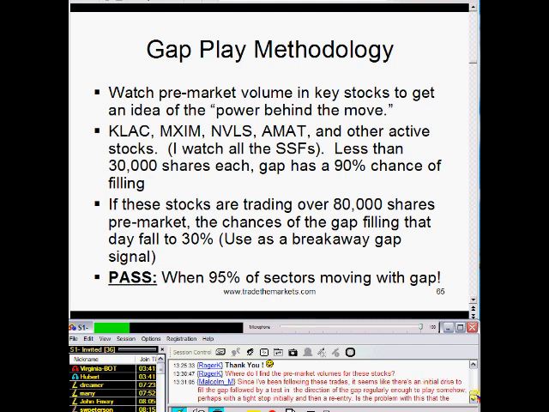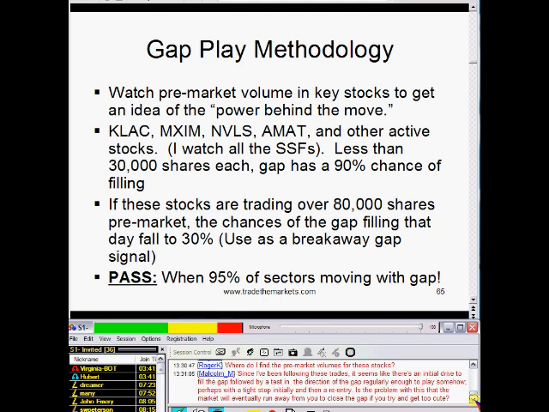Malcolm, okay, I'm trying to read and understand your question. Oh, it's a half a gap fill, is what he's asking. Okay, yeah, we'll go over that in a second. There's a high trade probability for 50% gap fills, which we'll be going over shortly.